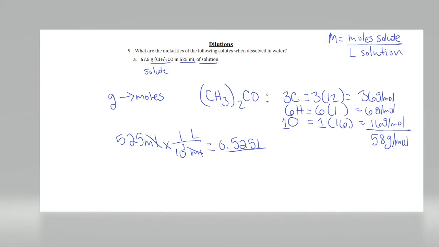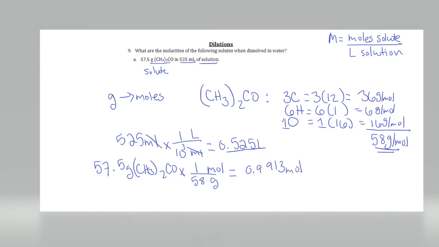So let's go back to the problem at hand. We are starting with 57.5 grams of that molecule, CH3 2 CO. Using its molar mass, we are going to use this value over here, 58 grams per mole. And let's see what we get. We get something close to 1. 57.5 divided by 58 is about 0.9913-ish. We're not going to round yet.